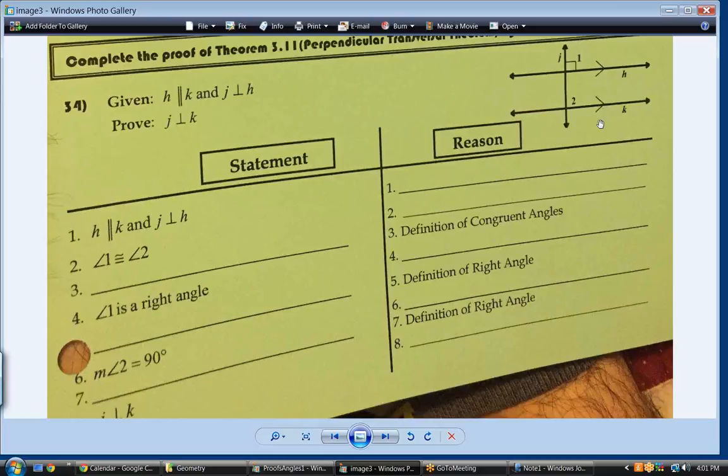As most geometry theorems are, almost all of them are if and only if. In other words, if you have two parallel lines, then you have corresponding angles being equal. Well, the reverse of that's true. If you have two corresponding angles that are equal, then you have two parallel lines also. And that's essentially what 8 is going to say.